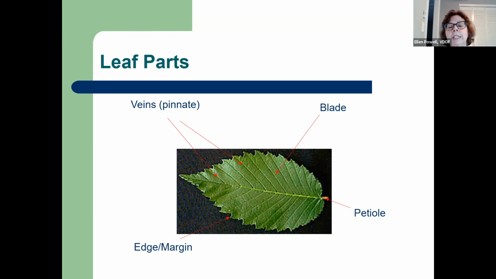And then the veins in the leaf are usually going to be sort of impressed. You can see them from the top and the bottom of the leaf. Some species you can see them better from the top and some better from the bottom. In this case, the veins are pinnate, and so I will go over that as well.